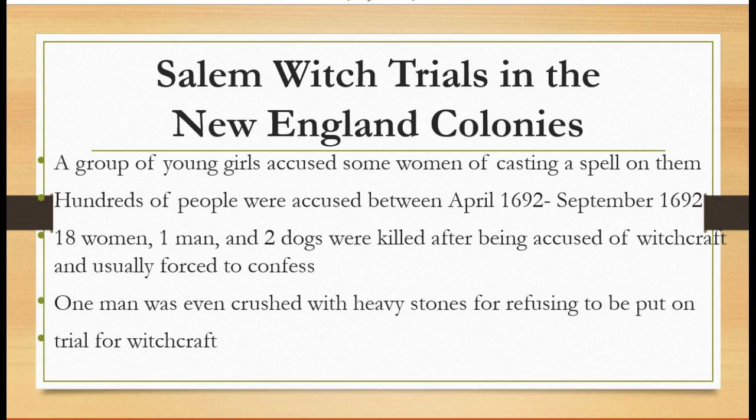Eventually, 18 women, one man, and even 2 dogs were killed after being accused of being witches. Usually, they were forced to confess, and then once they confessed, they were found guilty and they were killed. If they refused to confess, they were often killed anyway, and they were told that they were lying. The one man was even crushed to death with heavy stones for refusing to be put on trial for witchcraft. So he said, "You're not going to put me on trial?" They said, "Okay, fine. We won't put you on trial, but we're going to crush you to death with stones because we think you're guilty."